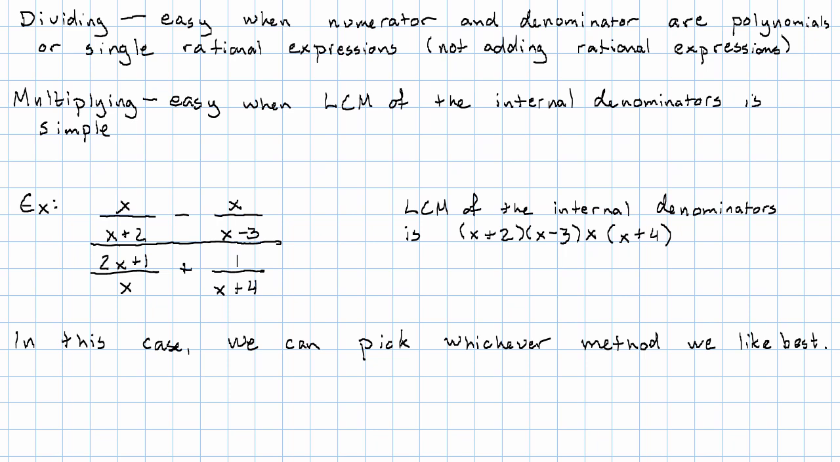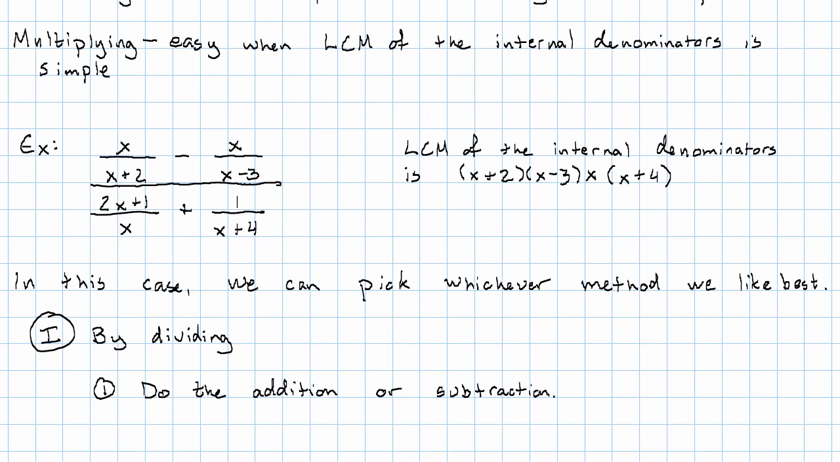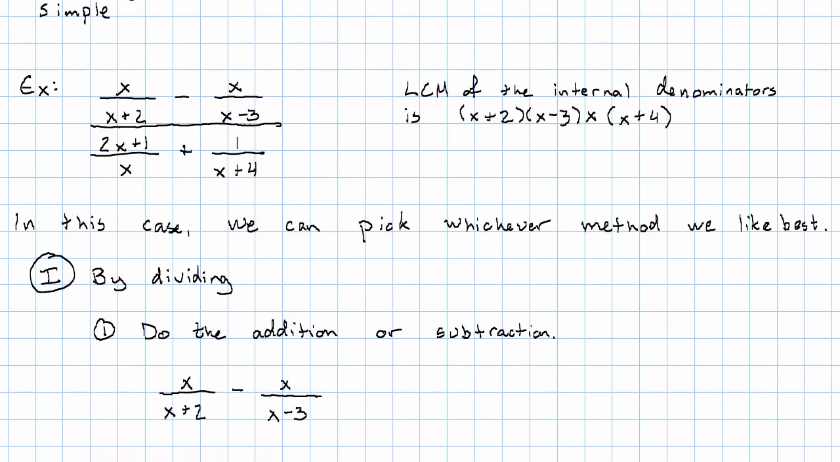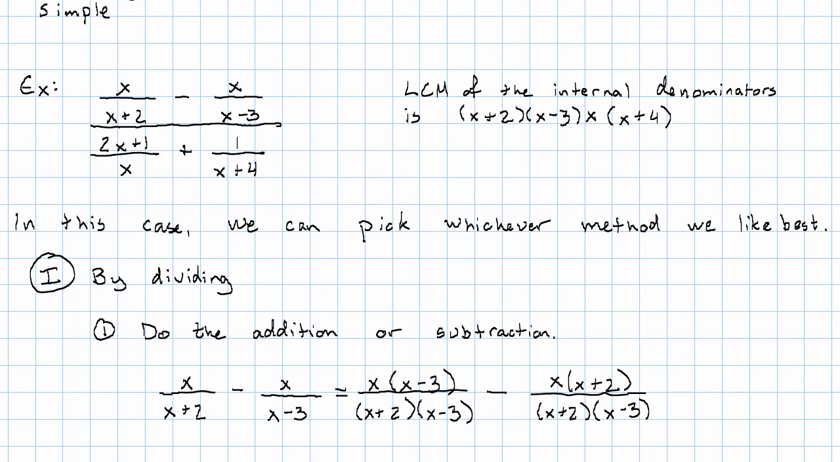So if we want to do this by dividing, first, we'll actually do the addition or subtraction in the numerator and denominator. So let's see, that'll give us, these two denominators, well, nothing in common, so we just multiply them together. So we'll have x times x minus 3 over x plus 2 times x minus 3, minus x times x plus 2 over x plus 2 x minus 3.